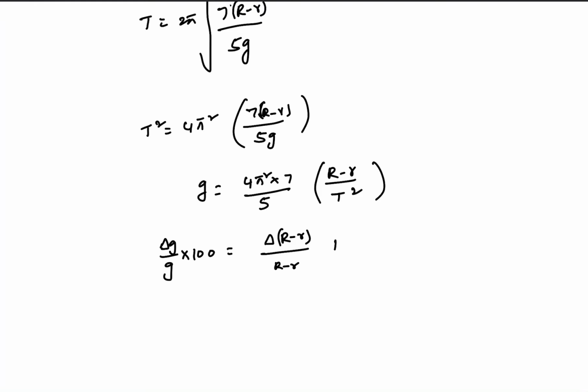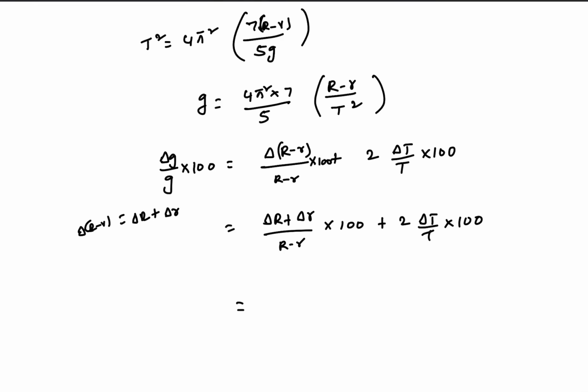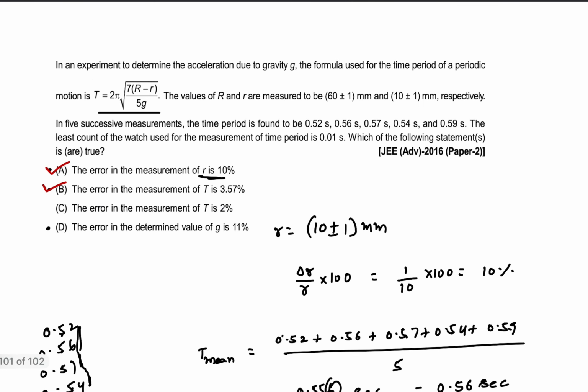The percentage error in G is equal to how much? Delta G by G into 100 is equal to delta (R minus r) whole divided by (R minus r), plus 2 into delta T by T, into 100. You can write delta R. You see here, delta (R minus r) can be written as delta R, error in capital R, plus error in small r, divided by (R minus r), into 100 plus 2 into delta T by T into 100.